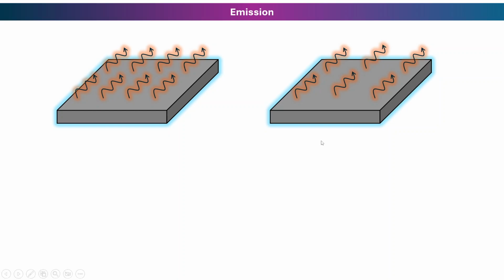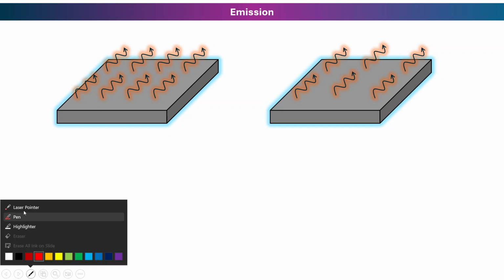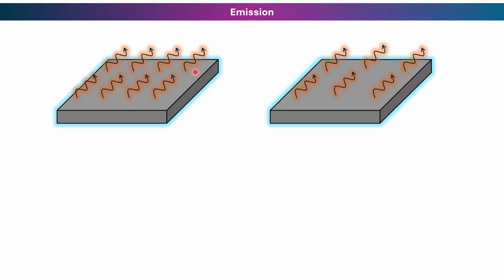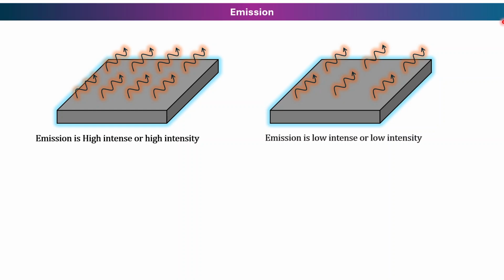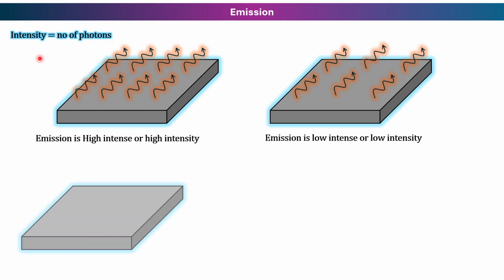So this one is emitting 8 photons, and this one is emitting 6 photons. So here the emission intensity is high. Intensity means the number of photons ejecting out. Here it is low intensity. So intensity is actually the number of photons ejecting.